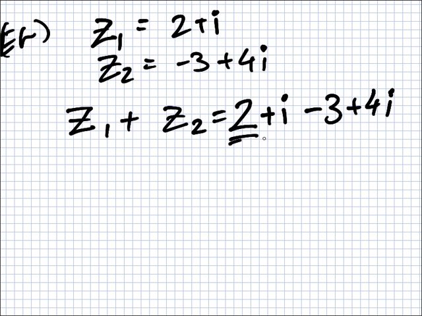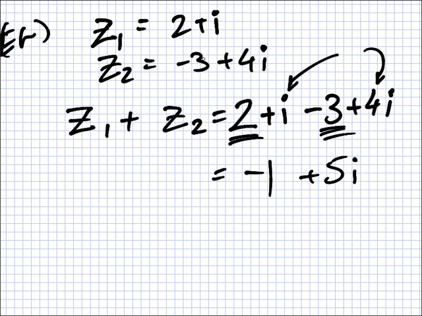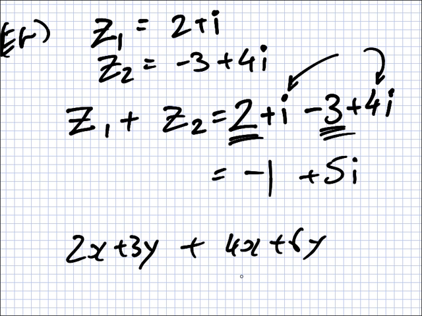Right? 2 and minus 3? Minus 1. And then an i with 4i? 5i. So I just add these two numbers together. It's a bit like when you do something like this in algebra: 2x plus 3y plus 4x plus 6y. That would be what? 6x plus 9y. Same rules of algebra for this.